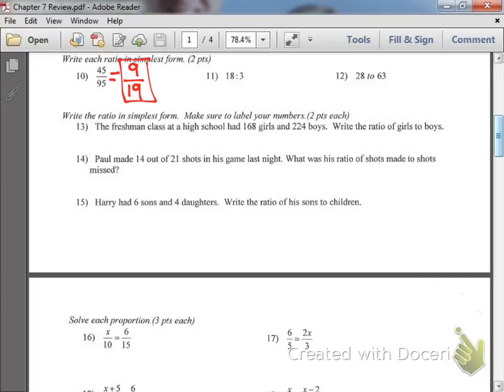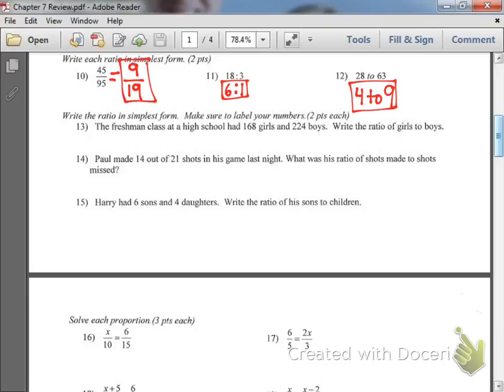I asked you what number goes into 18 and 3. 3. It goes into 18 6 times. It goes into 3 1 time. So here's your simplified ratio. Questions? All right, and then the last one. 7 goes into both of them. So again, you can use the ABC button, 28, ABC 63, or you can just divide both by 7 and you get 4 to 9. What are your questions?